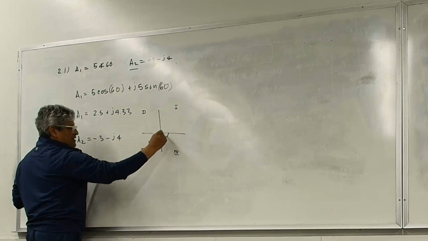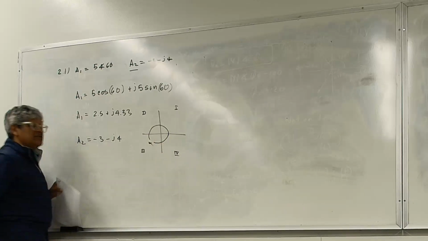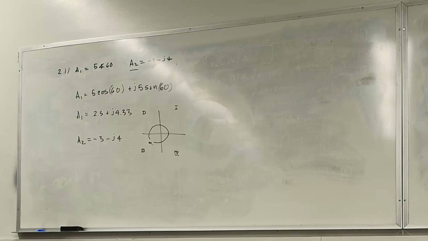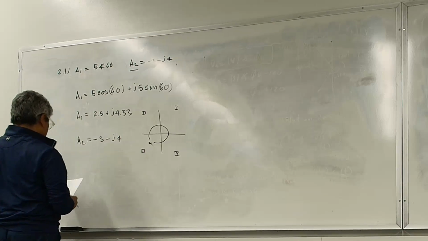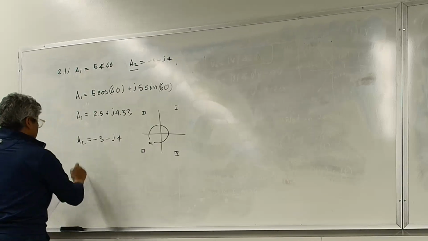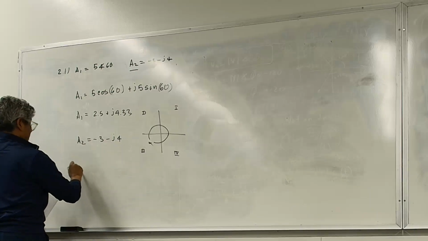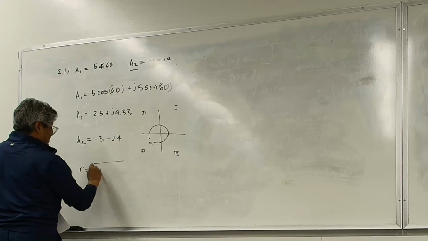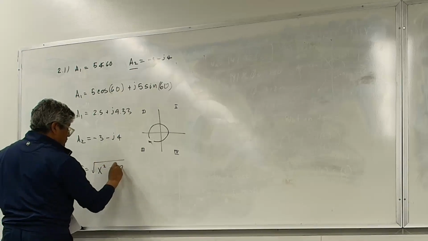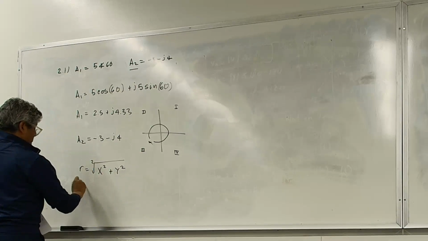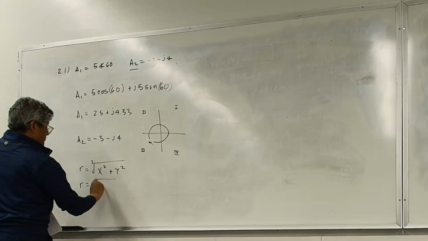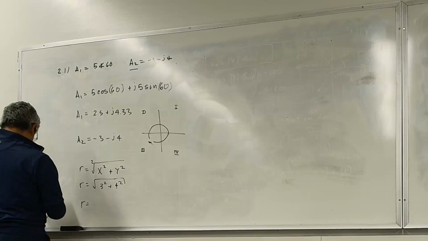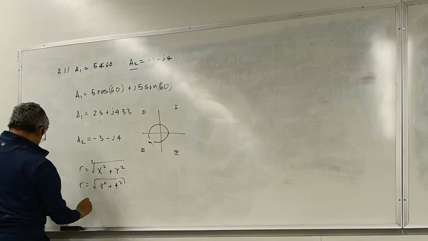So the angle can go this direction or that direction. Sometimes the calculators play tricks on you, so be careful on that. But basically, that's really what it is. In this case, the magnitude, which we often call r, is the square root of x squared plus y squared. So r is equal to the square root of 3 squared plus 4 squared, and that gives us 5.